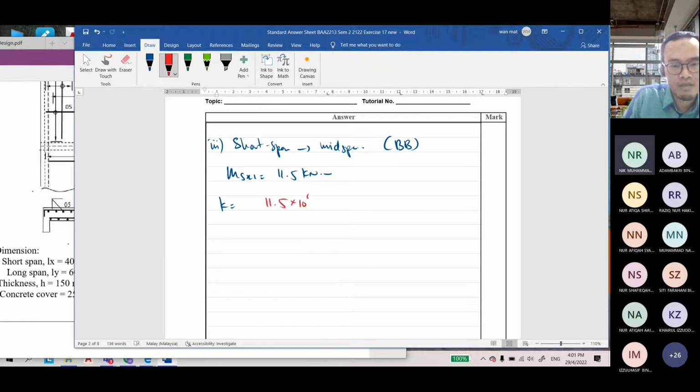I don't have to write down the equation. Divided by 30 times 1000 times 114 square. In the exam, if you are familiar with the equation, it's okay, you can just insert the value. I will consider it for you. I don't want you to waste your time. What is the answer here?